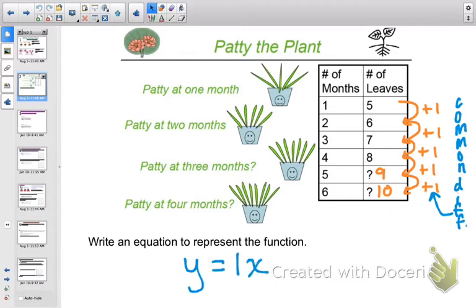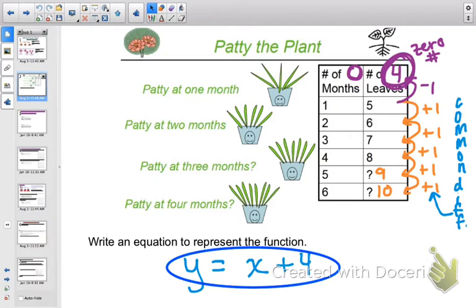Now we have to look at our 0 number. So we're going to go backwards to 0 number of months. So that means we're going to subtract 1. And 5 minus 1 gives me 4. So positive 4 is my 0 number. Again, I don't have to write the 1, so I'm going to erase it and just keep it as x. The 1 is insinuated.